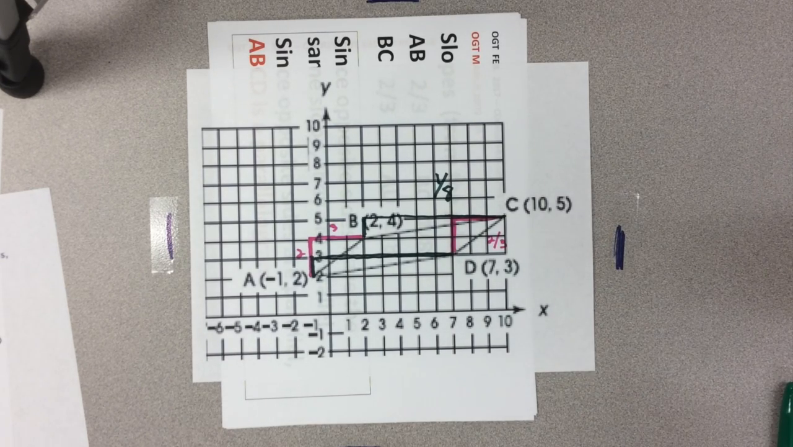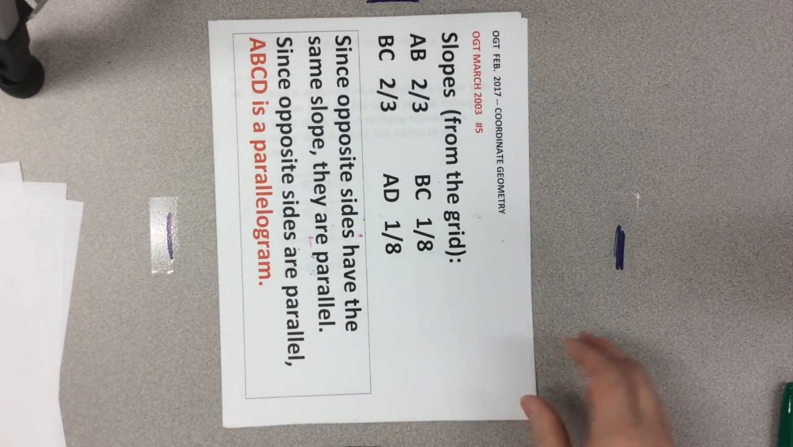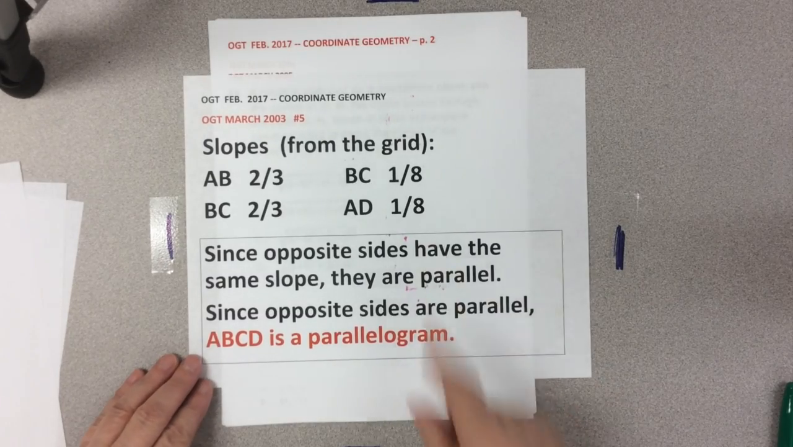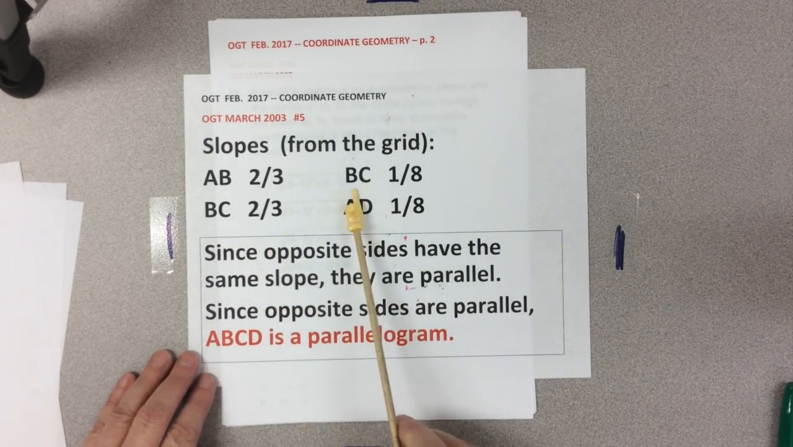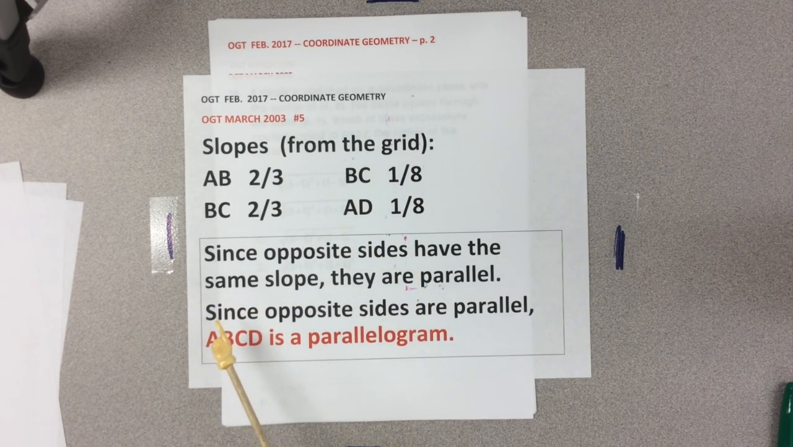So instead of using the slope formula to subtract my points, I instead have used the grid to count up and over. And so this is what I would suggest for my answer document. Slopes from the grid, AB was 2/3, BC was 2/3, BC and AD were both 1/8. And here's my reasoning to determine if this is a parallelogram.